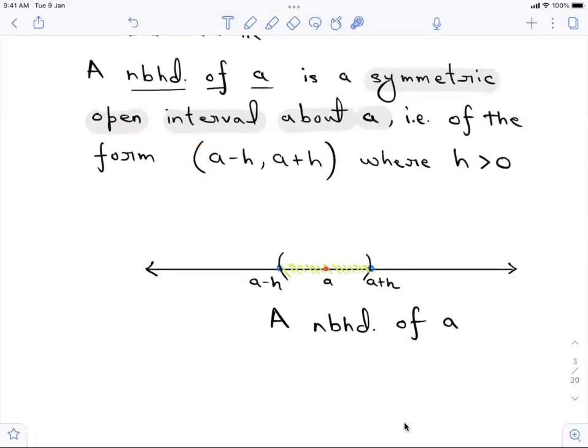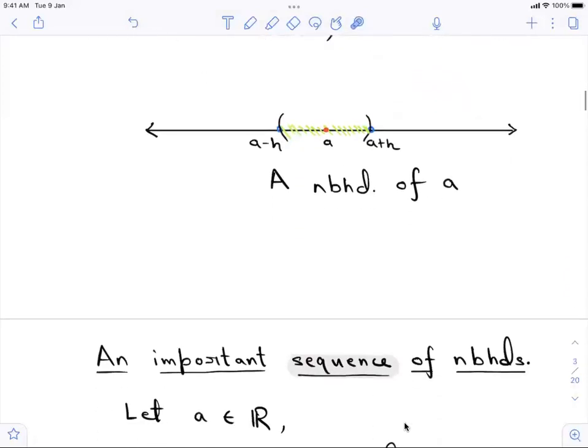So you can have many neighborhoods of A. There is no specific condition on H except that it has to be positive, because it's a length that we're traveling on either side, right? So it has to be a positive number. It can be any positive number. Accordingly, you get infinitely many intervals, neighborhoods of A.